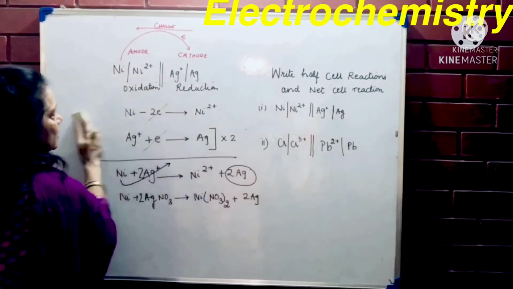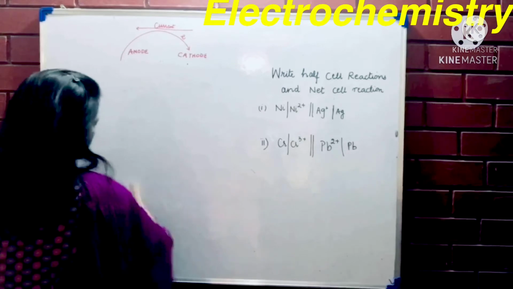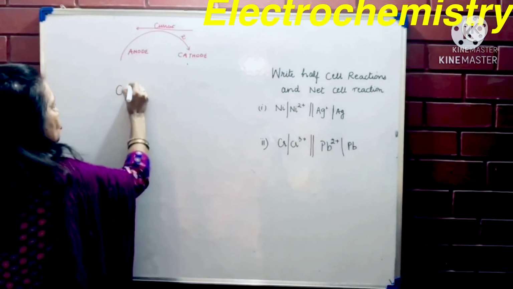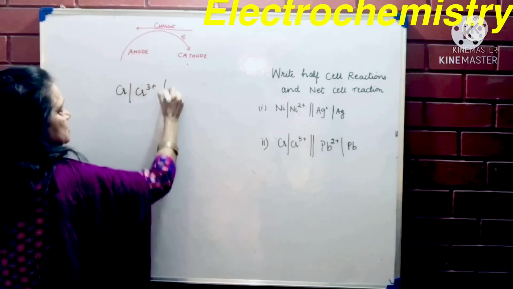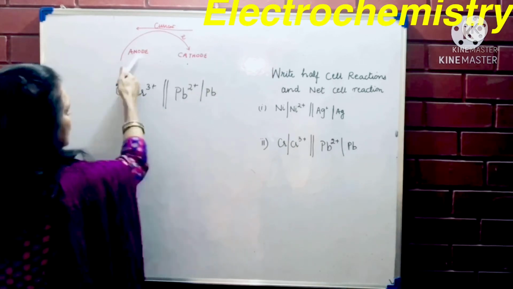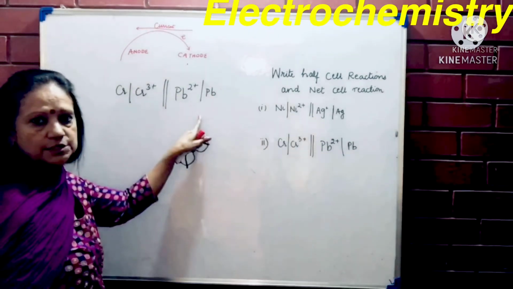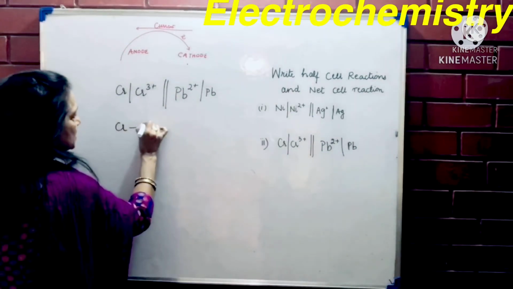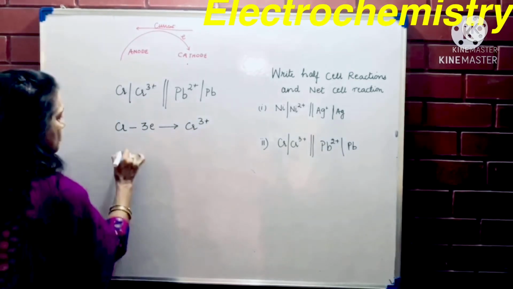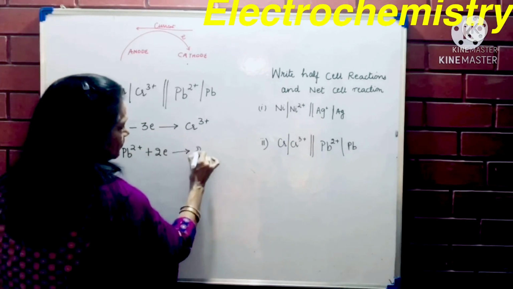Let's look at the second one. So now the second one says chromium to chromium 3 plus ions, salt bridge, then Pb2 plus to Pb. Again this side is the anode, this side is the cathode. Oxidation, reduction. So chromium is losing 3 electrons to become chromium 3 plus. Pb2 plus is gaining 2 electrons to become Pb.